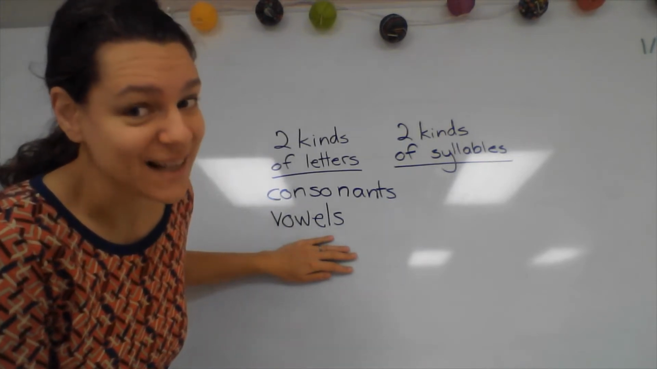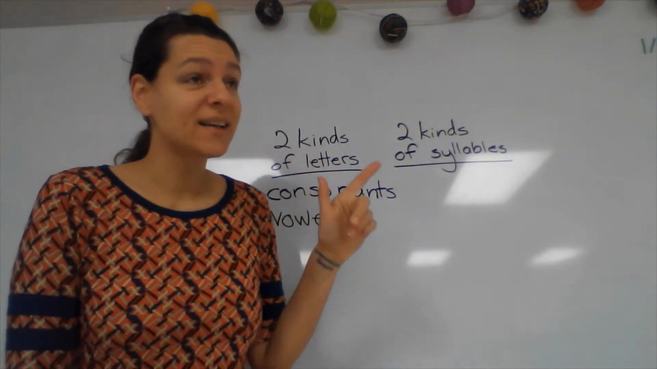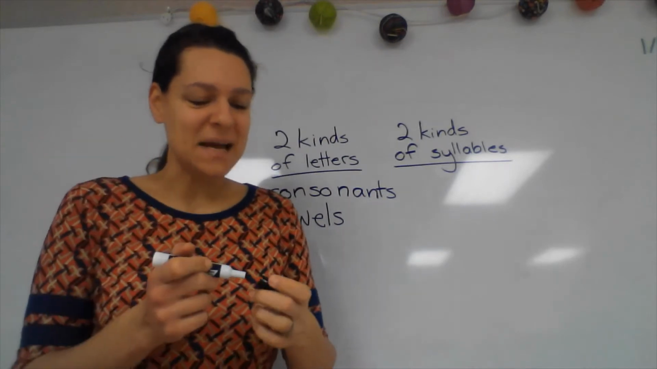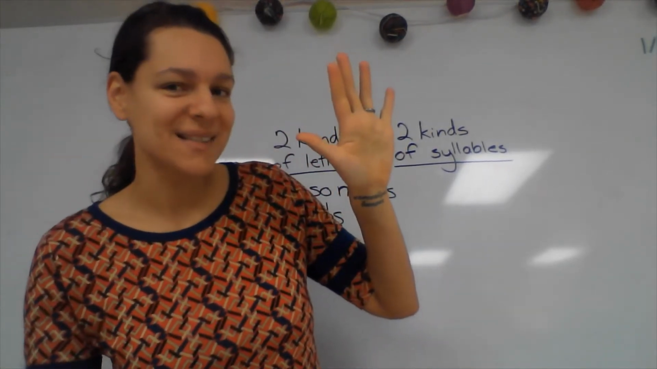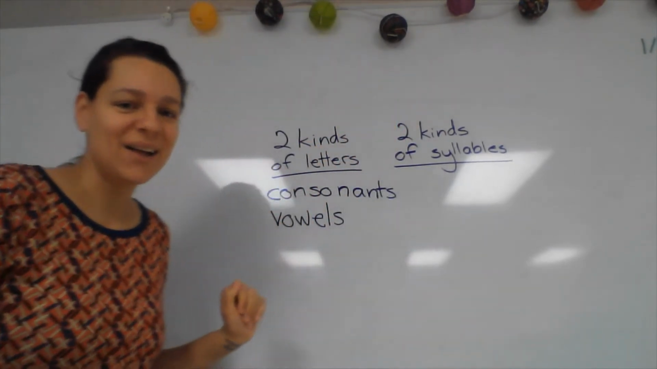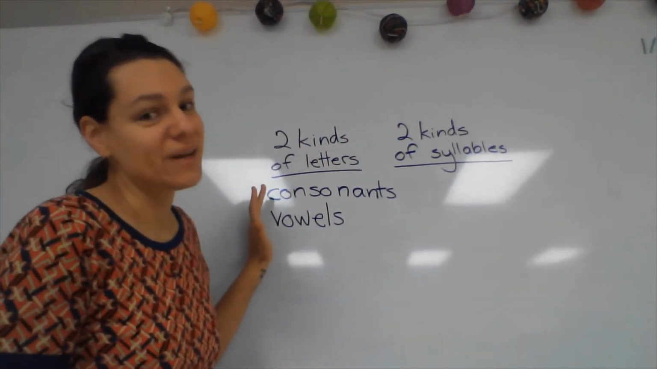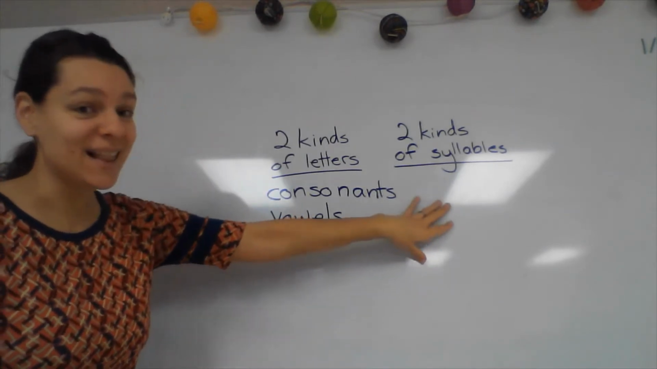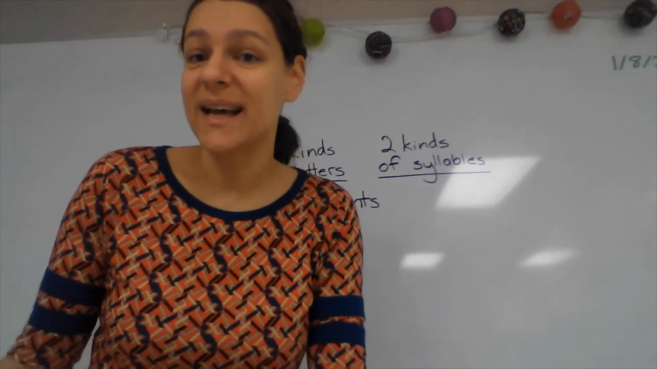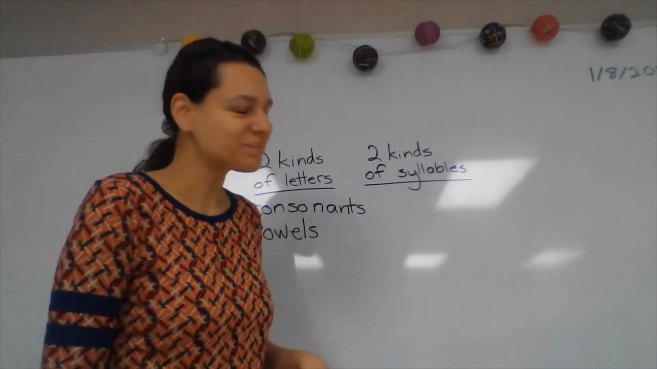What are our vowels, class? Our vowels are, there's just 6. I hope we remember them. A, E, I, O, U, and sometimes Y. All right, perfect. So we've got 2 different kinds of letters in our alphabet. And in English, we also have 2 different kinds of syllables.